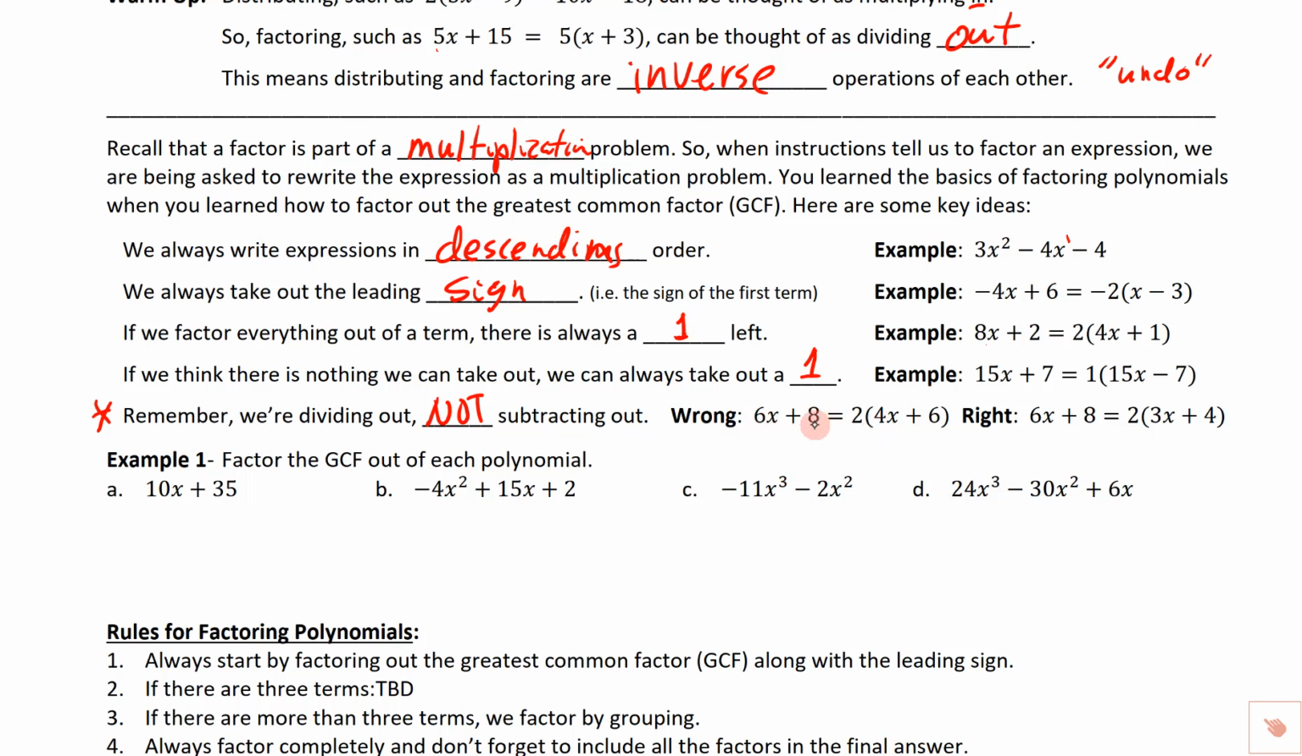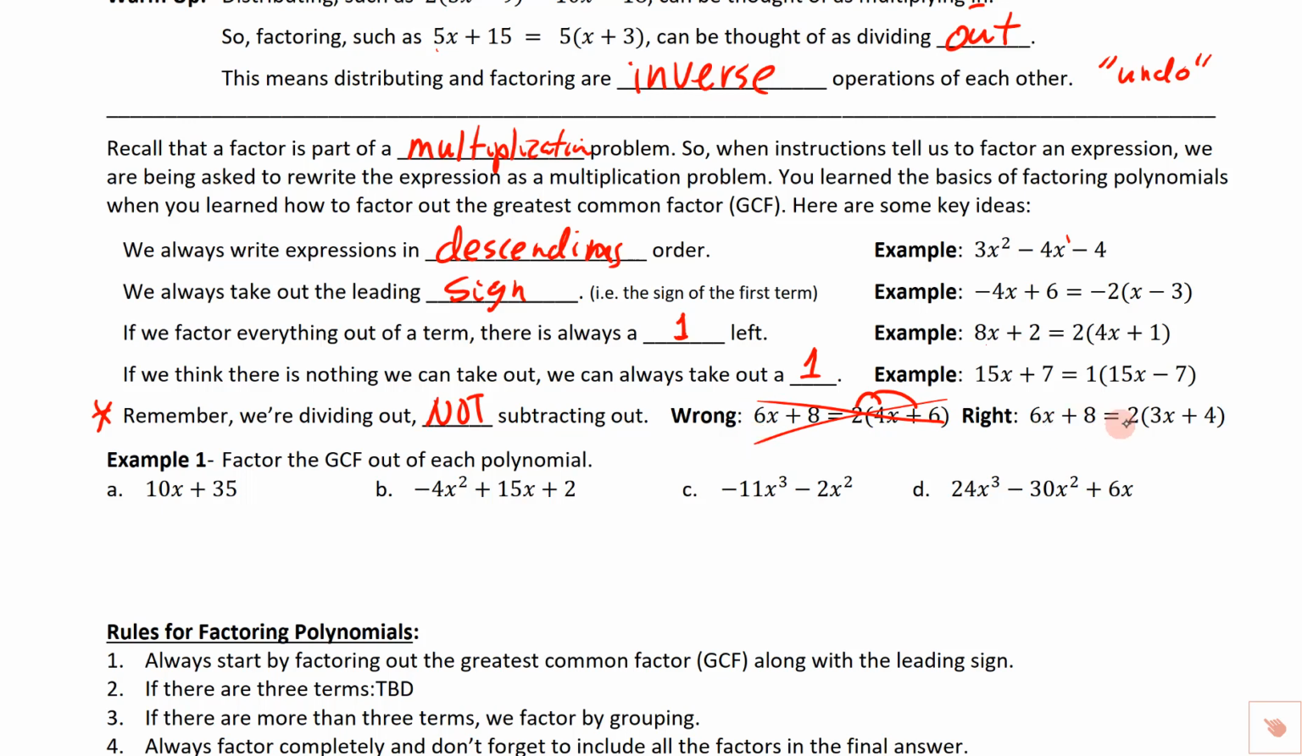And if you take a 2 out of an 8, you're left with a 6. That would be if this were subtracting out. In fact, you know that this is wrong because if you multiply the 2 of these together, you get 8x. And if you multiply the 2 of these together, you get 12. So this does not work. So please don't do that.